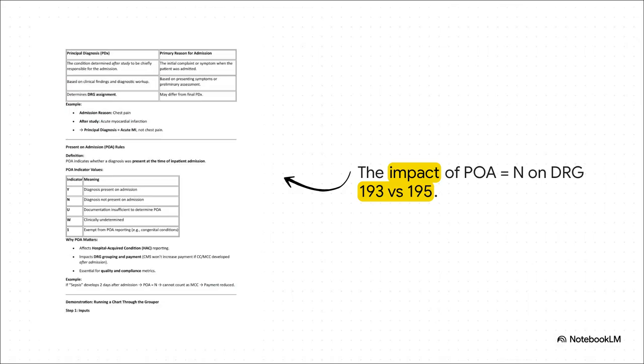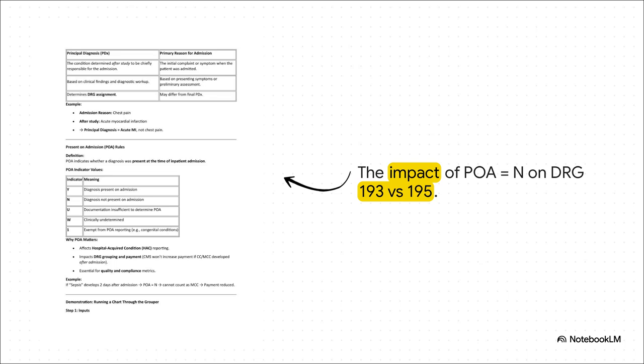You can really see this impact when you're running your grouper tool. Let's say we have a principal diagnosis of unspecified pneumonia. Then we have a secondary diagnosis of heart failure, which acts as an MCC. With that MCC, the grouper bumps us up to DRG 193, simple pneumonia with MCC.